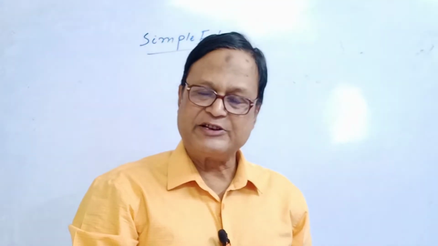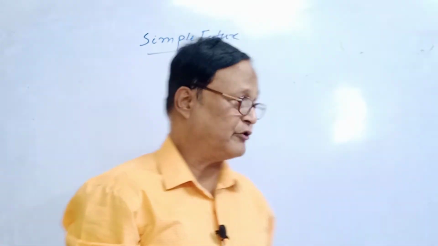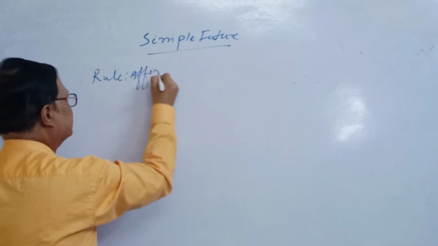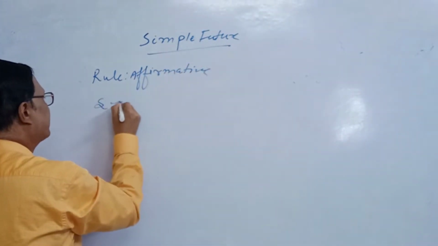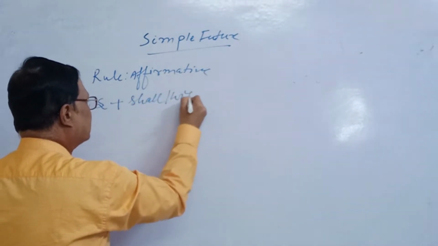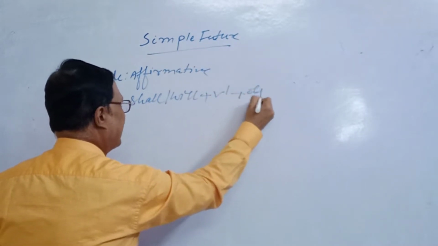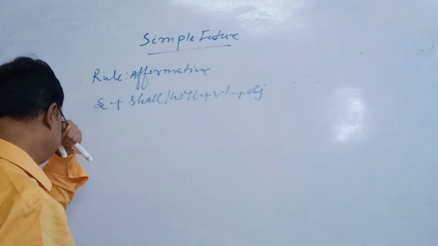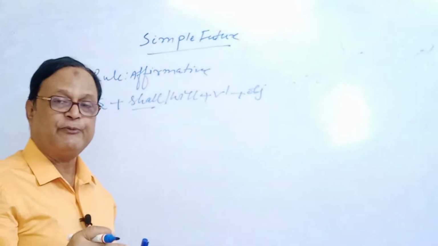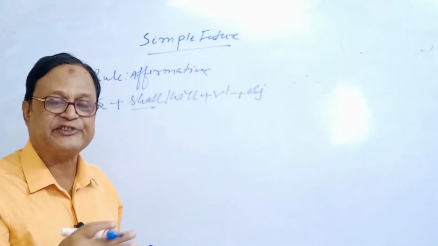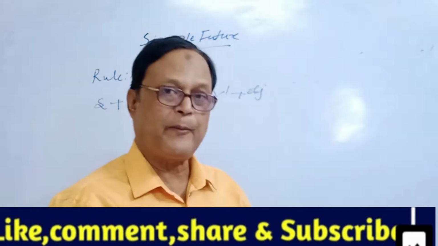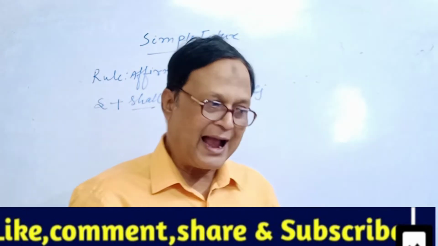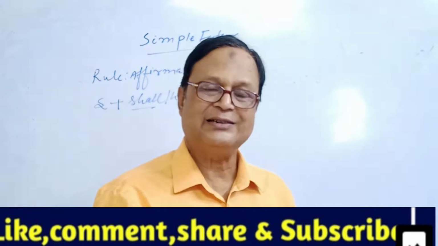So now I am writing the rules of simple future. Here is the affirmative rule. Affirmative: subject plus shall/will plus verb one plus object. Here, shall is used only with we or I. I shall, we shall. But sometimes we have seen, nowadays in modern grammar, it has already changed. Everywhere we are using will. But actually the use of shall is with I or we.